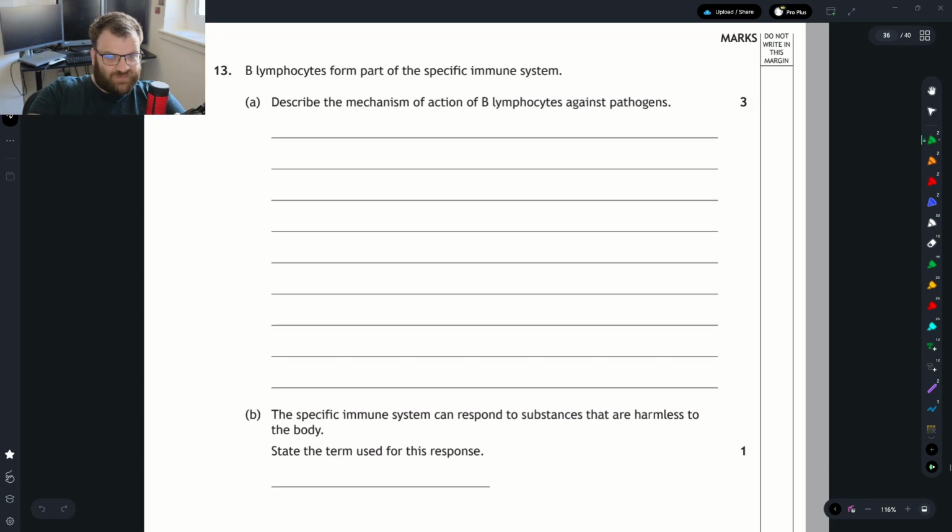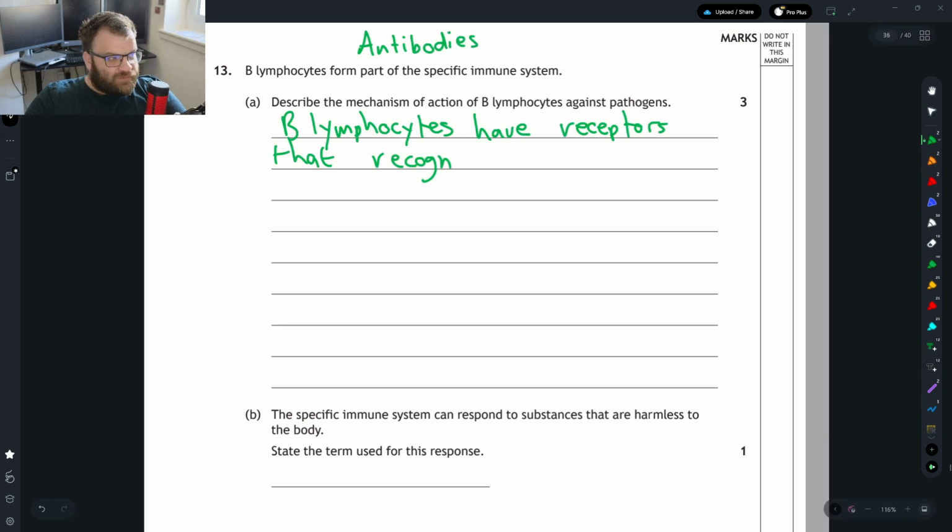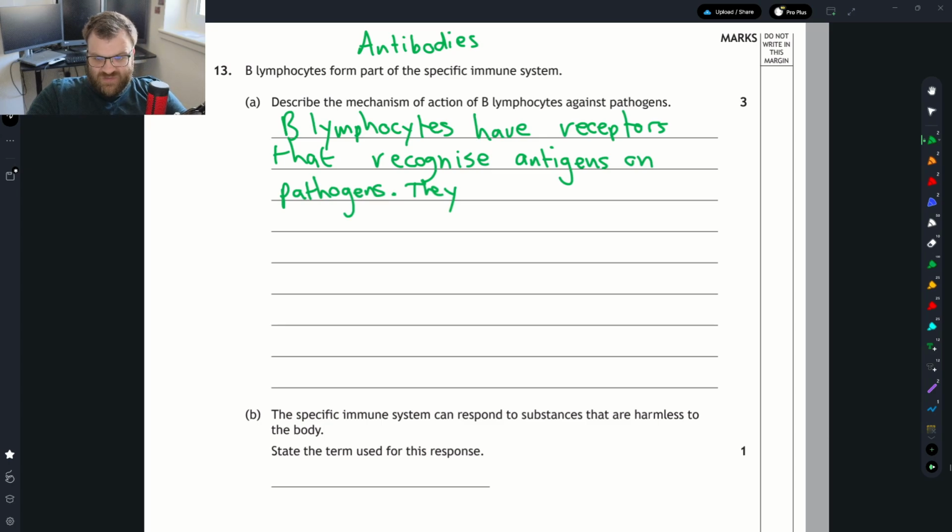In question 13, we're asked about B lymphocytes. These are the lymphocytes that produce antibodies to help fight off pathogens. They have receptors that recognize the protein coating, the antigens, on pathogens. Once they have recognized that there is an invasion, they are going to clone themselves.